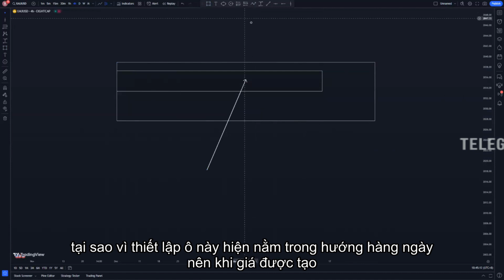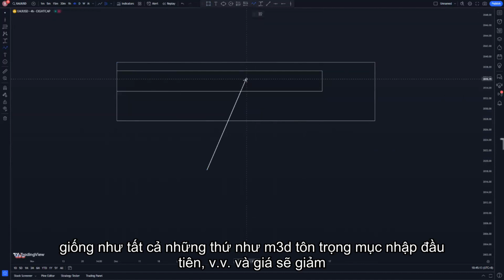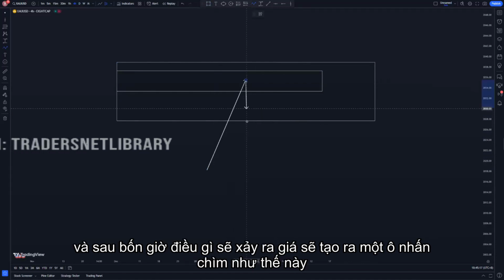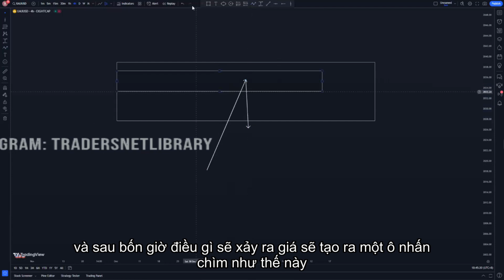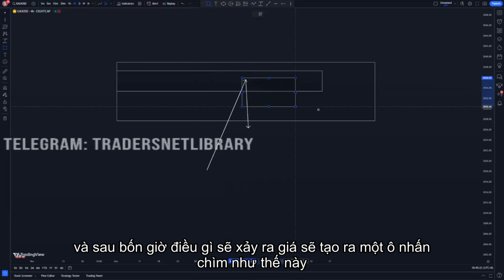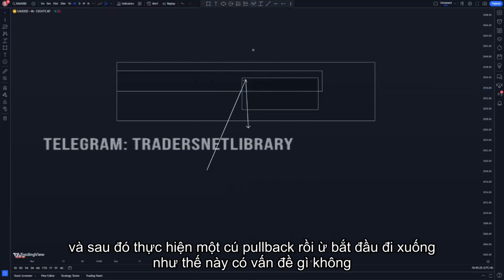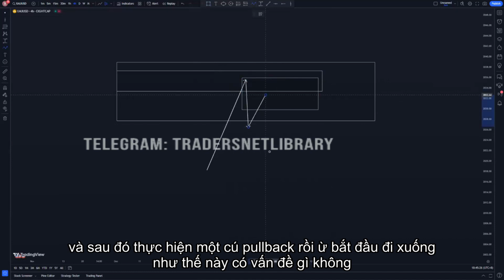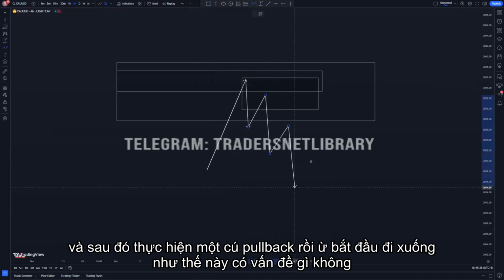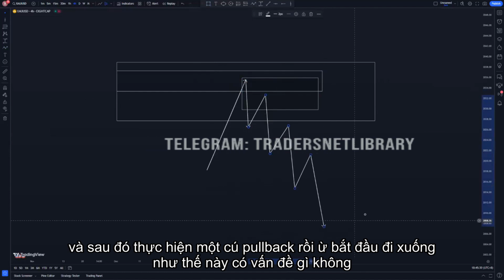So when the price created all the things like M30 respecting first entry and so on, the price is going to go down. And then after 4 hours, what will happen? The price is going to create an engulfing sell like this, and then make a pullback. Then start to go down like this. Is there any problem with this?